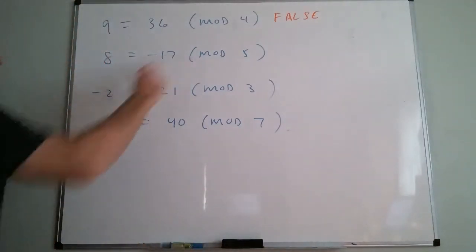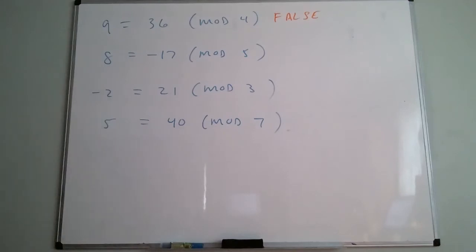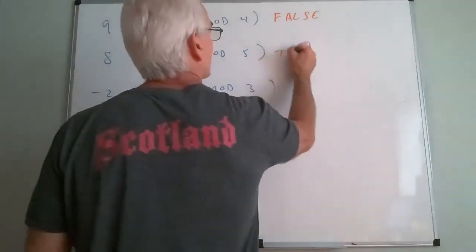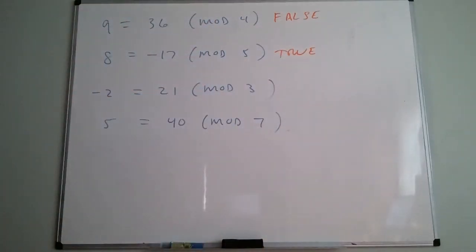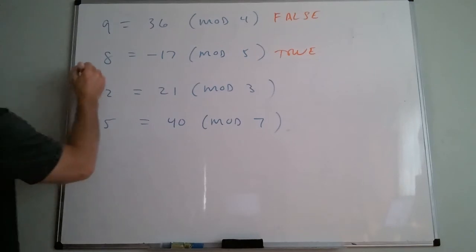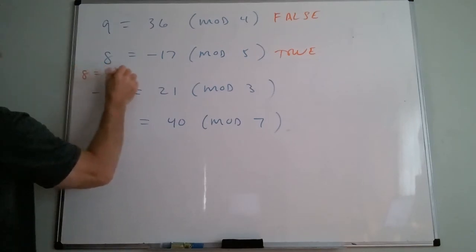All right. True or false? True. True. Ooh. This one might be a little trickier because we've got that negative in there. 8 mod 5 is 3.